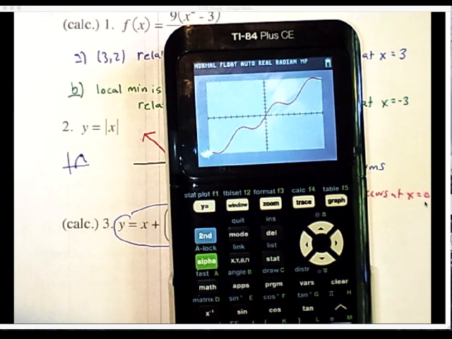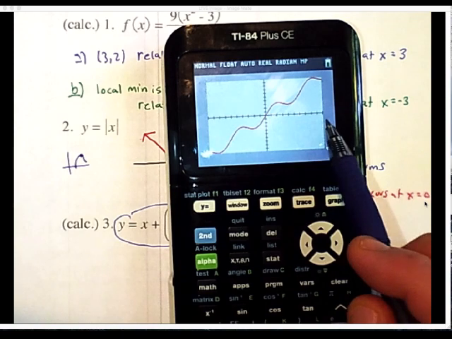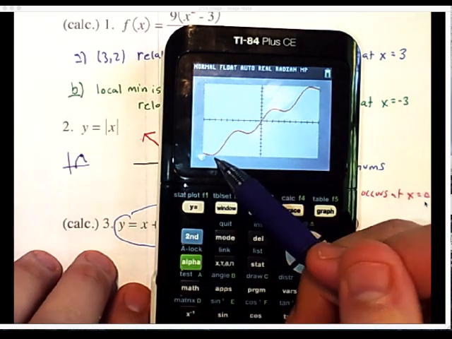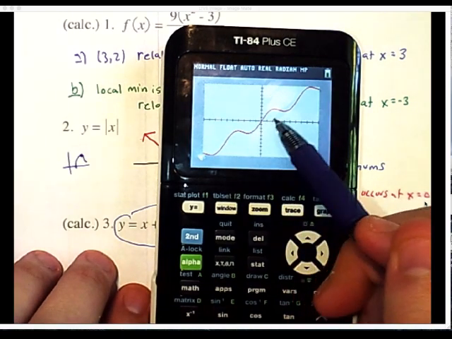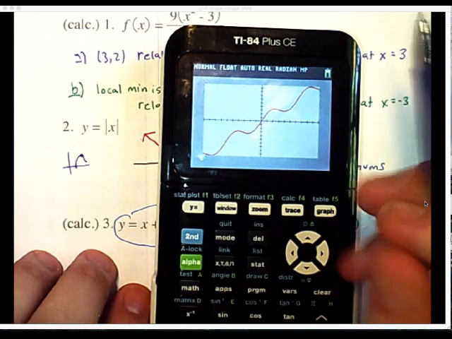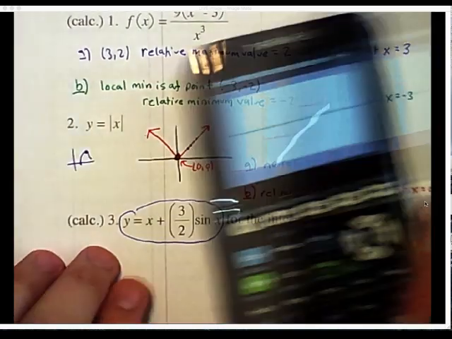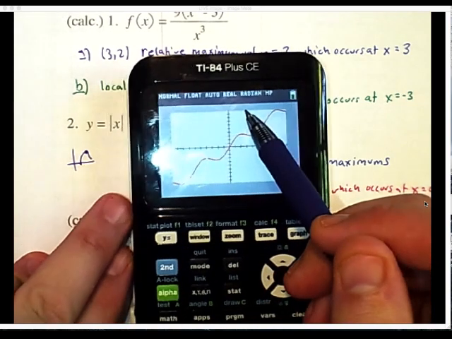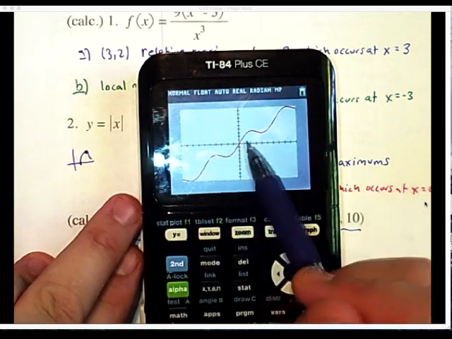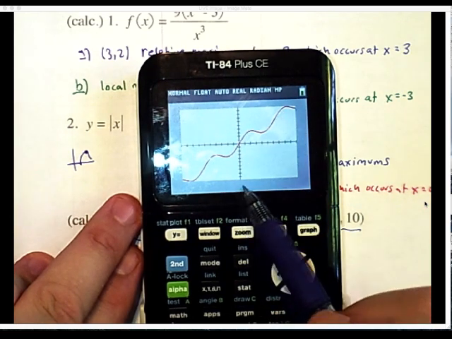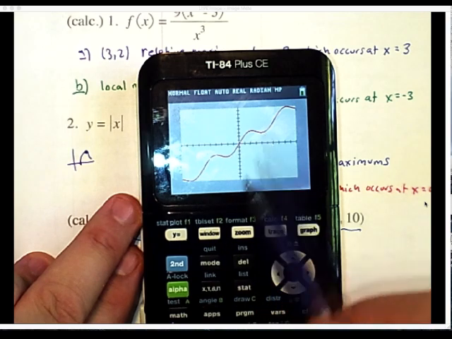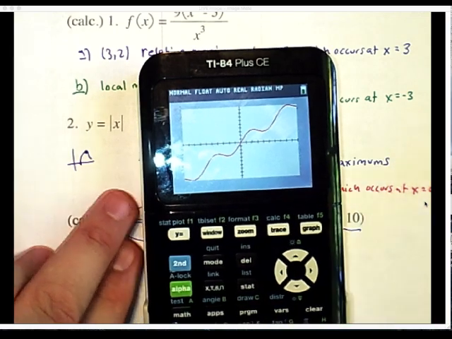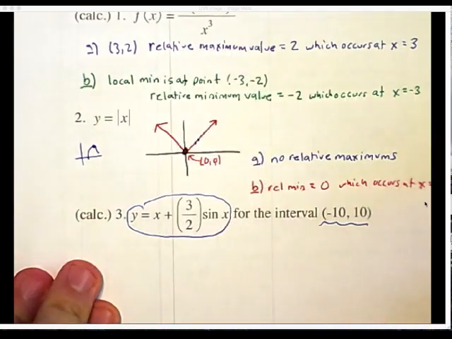Okay, so that's what the graph looks like over the course of x values between -10 and +10. To me, the relative mins are all the relative low points in the graph, and the relative maximums are all the relative high points in the graph. So to me it looks like there's 1, 2, 3 relative high points, and there's 1, 2, 3 relative low points. So we'll find the maximums first.